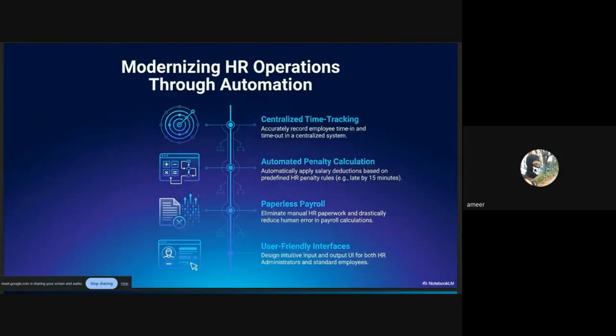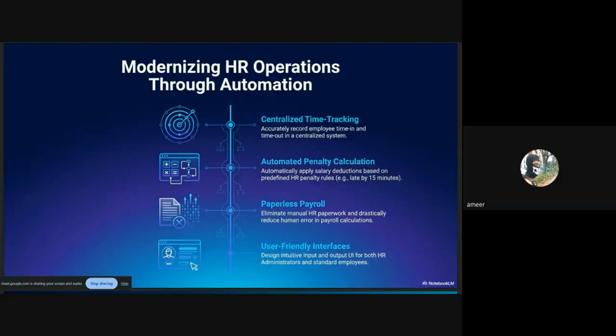The main goal of our proposed system is to modernize standard HR operations through automation. We identified four key areas to address, which is firstly, centralized time tracking to accurately record employee time in and time out data in a single centralized database.